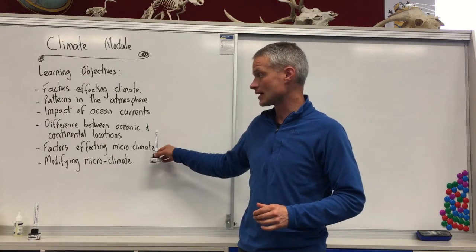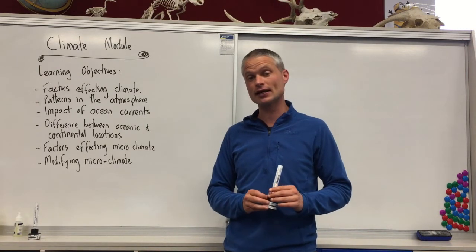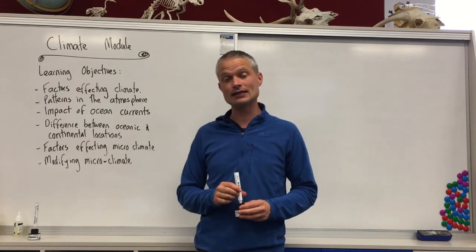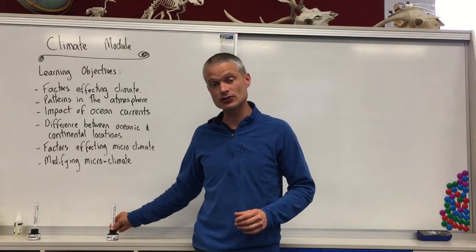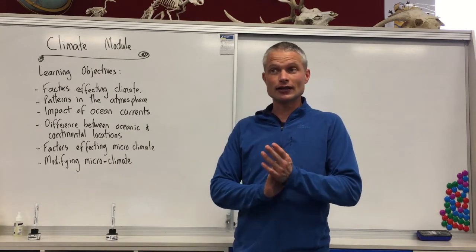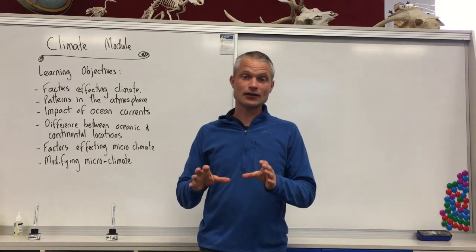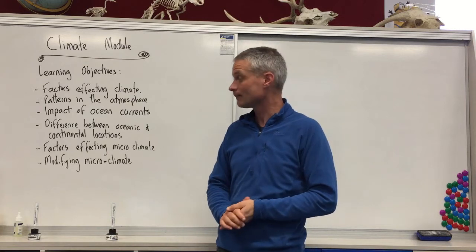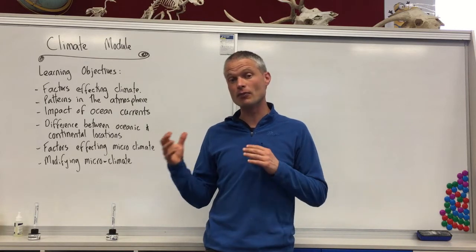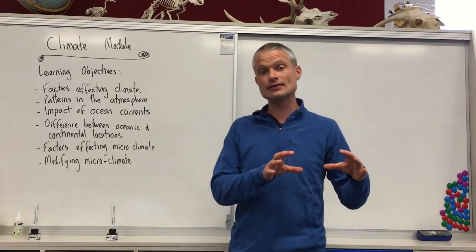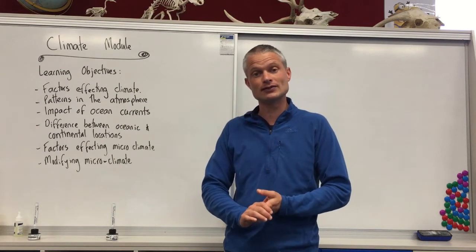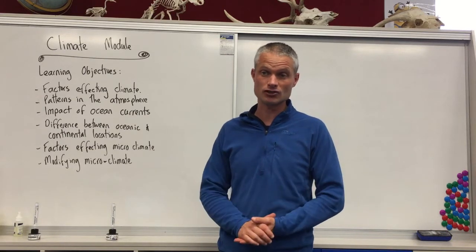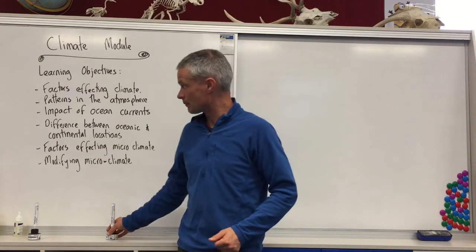And then we'll look at the difference between oceanic and continental locations, so if you're close to the coast or further inland. The factors affecting the microclimate: at a particular location you want to understand not only the broader context of the climate, but for the particular location, what are the features that will affect the microclimate. And then within your design, how can you modify or fit within the context of the microclimate to best generate the best production within your permaculture design. So that's what we'll be breaking it into.